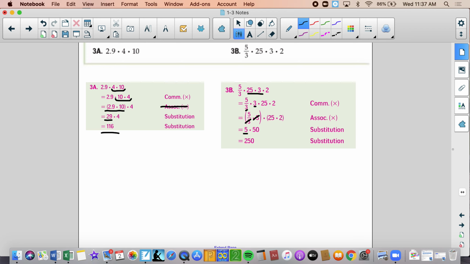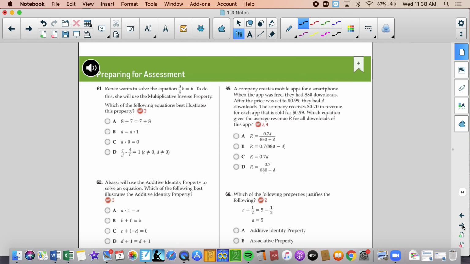So I'm going to multiply these two first and then these two. And so 5/3 times 3 gives me 5. And 25 times 2 gives me 50. So that is the substitution property to put in there. And then 5 times 50 gives me 250. Also the substitution property. All right, so that is it.